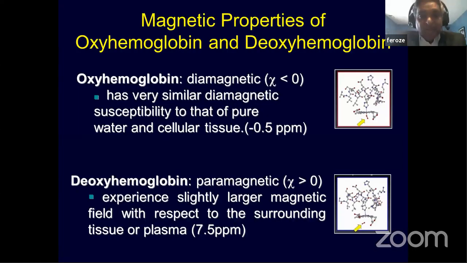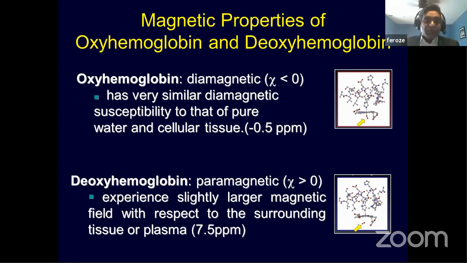Historically, it all started in the early 1930s with the discovery of the magnetic properties of oxyhemoglobin and deoxyhemoglobin. Oxyhemoglobin, as we all know, is diamagnetic. It has very similar susceptibility to that of pure water or cellular tissue. What I mean is, if you take oxyhemoglobin particles and put them inside a magnetic field, it doesn't affect the neighboring protons.